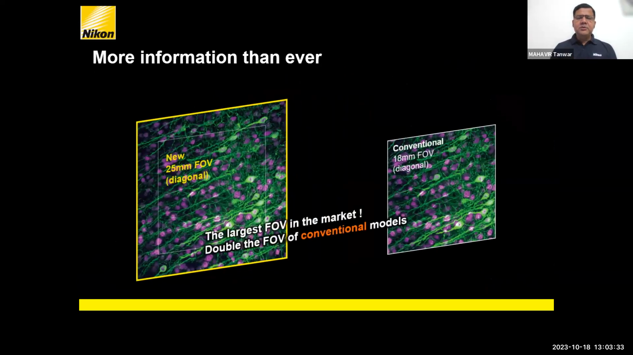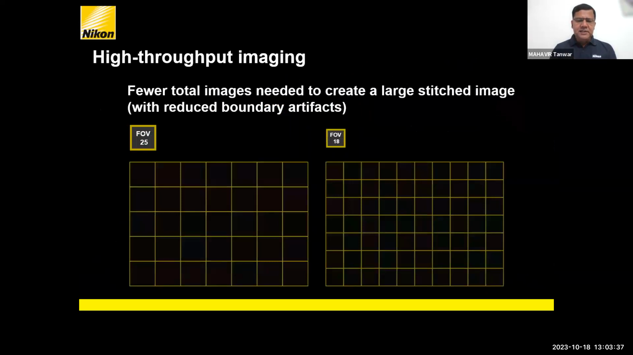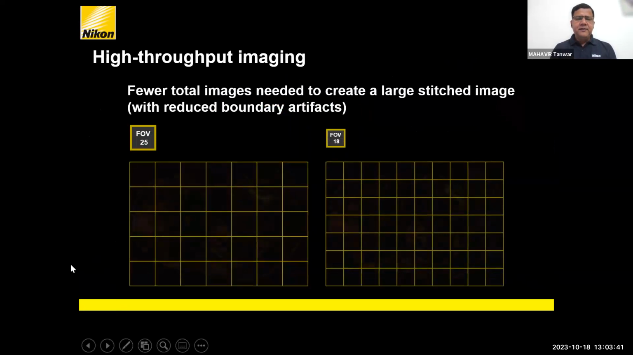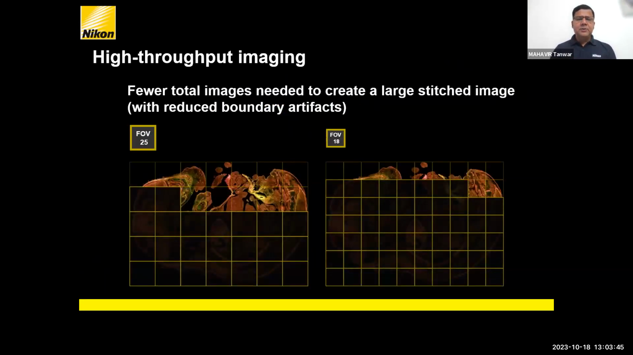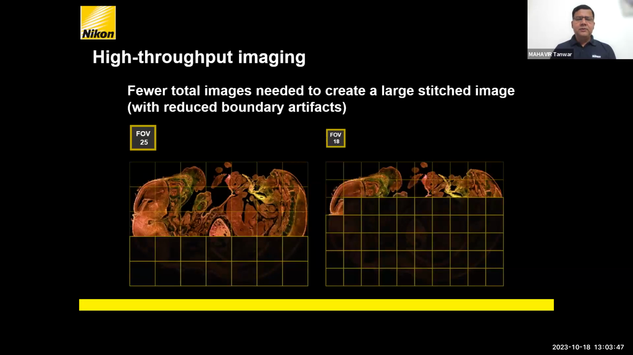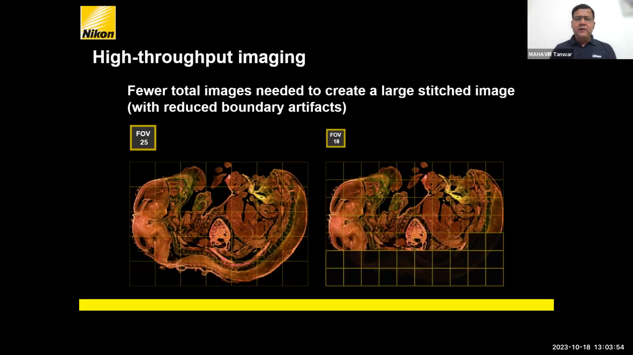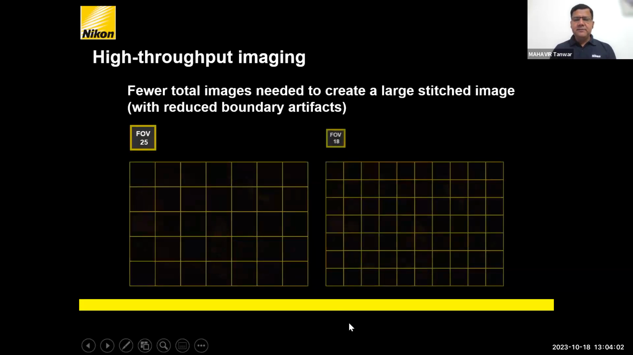Now, what is so good about a large field of view? Besides saving time, when I'm saying saving time, if you compare the left and right image, 25 versus 18, this is how the image is being captured and stitched, and that's still going on. So if you're doing a lot of imaging, you will save a lot of time. Now, other than saving time, what is the other utility of the system?